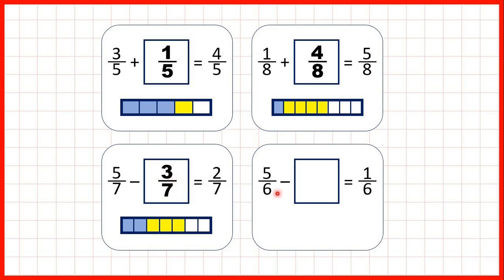Finally, 5/6 minus what is equal to 1/6? We can show 5/6 as 5 parts out of 6, and we know that something has been subtracted to leave us with just 1/6, so that's the 1/6 that's now shaded blue. So we can see that 4/6 of our fraction bar is now yellow, and that's the 4/6 that's been taken away. And again, notice because it's the second number in our subtraction problem that's missing, we can use subtraction to find our answer. 4/6 is the same as 5/6 minus 1/6.